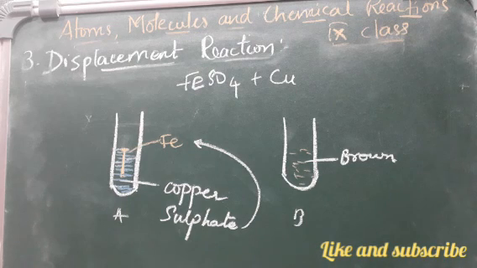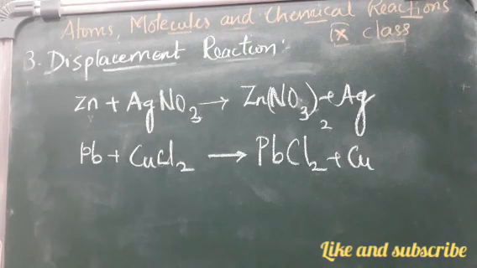Some others we can also have, like zinc plus. Few more examples: Zn plus AgNO3 will give rise to Zn(NO3)2 plus Ag. Pb, that is lead, plus CuCl2 will give rise to PbCl2 plus copper. These are a few examples of displacement reactions.